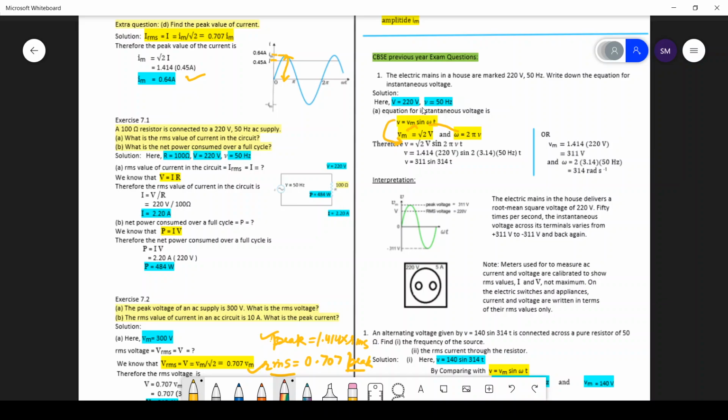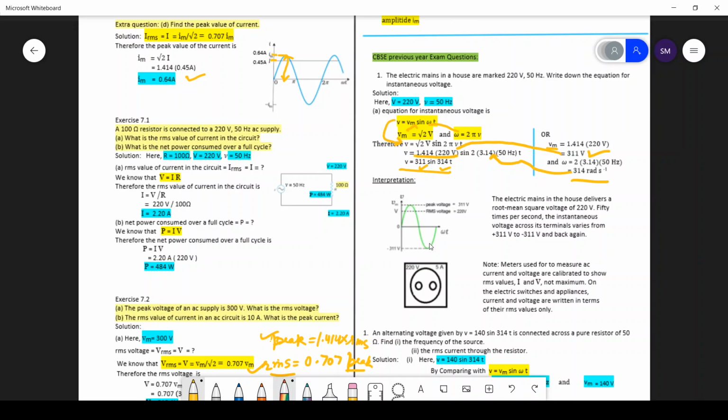Now we know the value of V, 220 volt, and we know the value of frequency, 50 hertz. So we get this equation. You can calculate separately also. Vm value is equal to 1.414 into RMS. So peak voltage, and the angular frequency 2 pi nu. So this is the angular frequency. So same thing, this multiplied by this, you will get 311, right? So now how do we interpret these results?